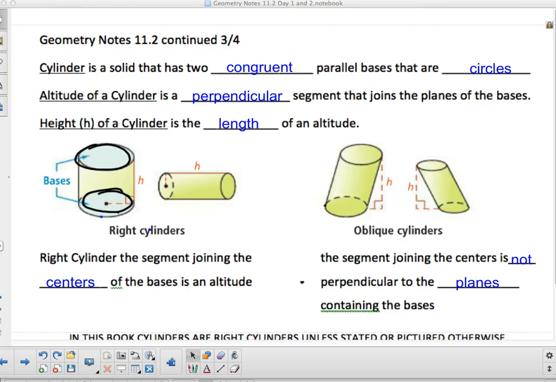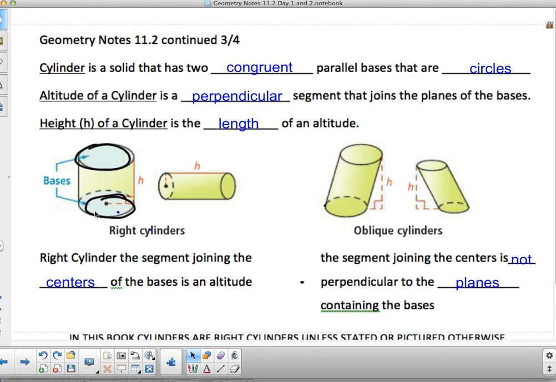Okay, we have day 2 of 11.2, and what we're looking at is the third page of our 11.2 notes. A cylinder is a solid that has two congruent parallel bases that are circles. Keep in mind, two congruent parallel bases, they go all the way through, and it's that elevator idea again, okay? If it goes cleanly through the shape of a prism, that's the base.